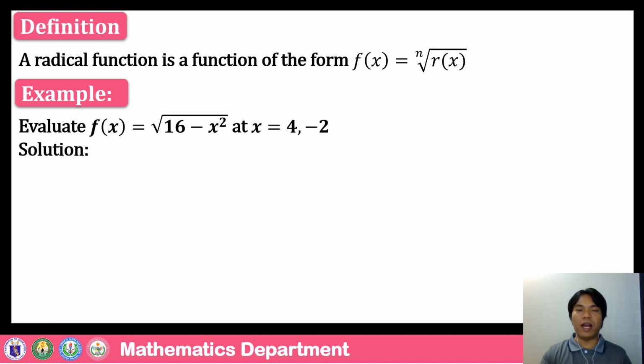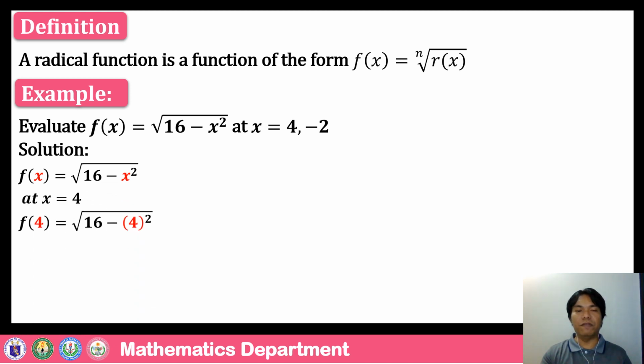Papalitan lang ulit natin yung ating variable x na nakikita sa ating given function ng values ng x na ibinigay. At x equals positive 4, magkakaroon tayo dito ng f of 4 is equal to square root of 16 minus 4 squared. At pag sinimplify natin ito, magkakaroon tayo ngayon ng 16 minus 16. So, ang 16 minus 16 is just equal to 0. Therefore, the square root of 0 is just 0. Thus, f of 4 is equal to 0.